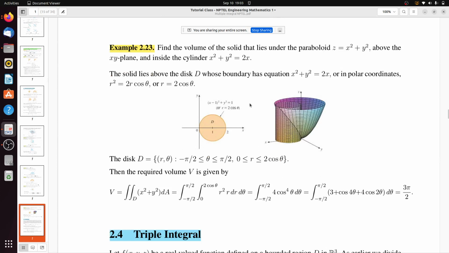So find the volume of the solid that lies under the paraboloid z equal to x square plus y square, above the xy plane, and inside the cylinder x square plus y square equal to 2x. So find the volume of the solid that lies under this paraboloid, above the xy plane, inside this cylinder.